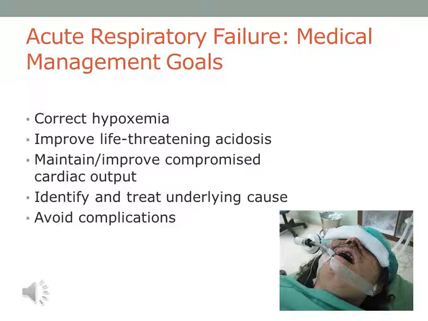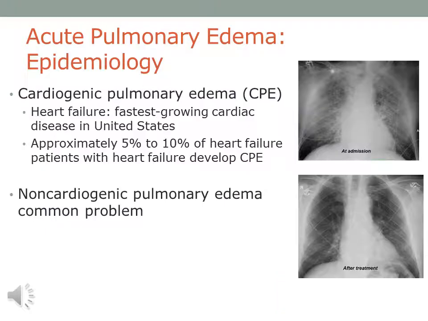We want to improve life-threatening acidosis, so we'll take measures to help with acidosis. We want to maintain or improve cardiac output, so we need to look at what's causing our problems with our cardiac output. Is it hypovolemia, meaning that we need fluid resuscitation? Is it that the heart itself is not functioning correctly? Do we need medications to increase cardiac output? But again, we're looking for, identifying and treating that underlying cause and hopefully avoiding complications related to this respiratory failure.